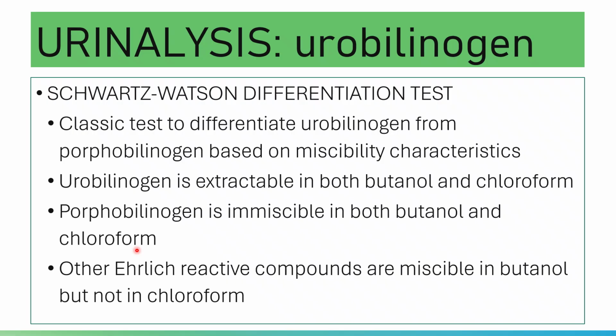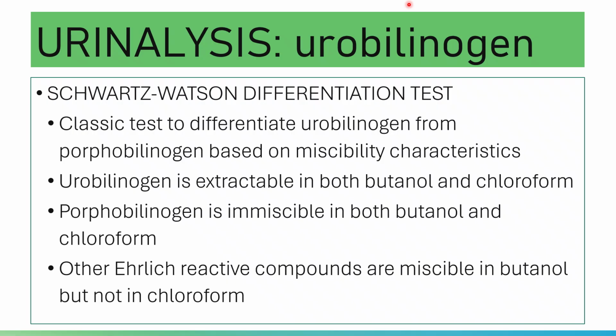Your urobilinogen is extractable by both butanol and chloroform, while porphobilinogen is not. Porphobilinogen is immiscible in both butanol and chloroform. Other Ehrlich reactive compounds are miscible in butanol but not in chloroform.